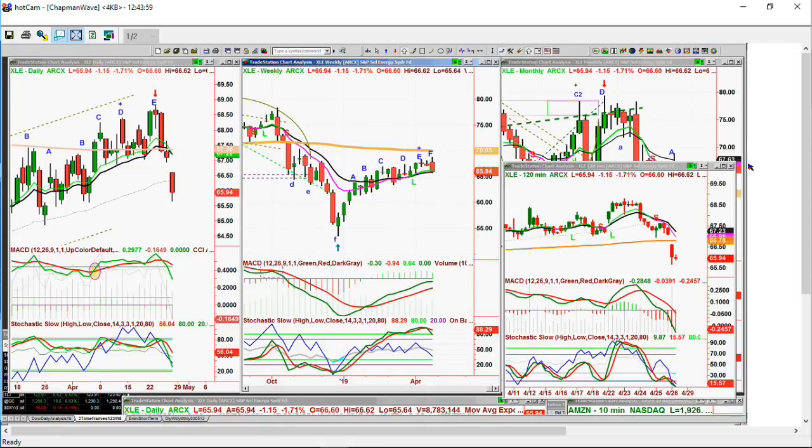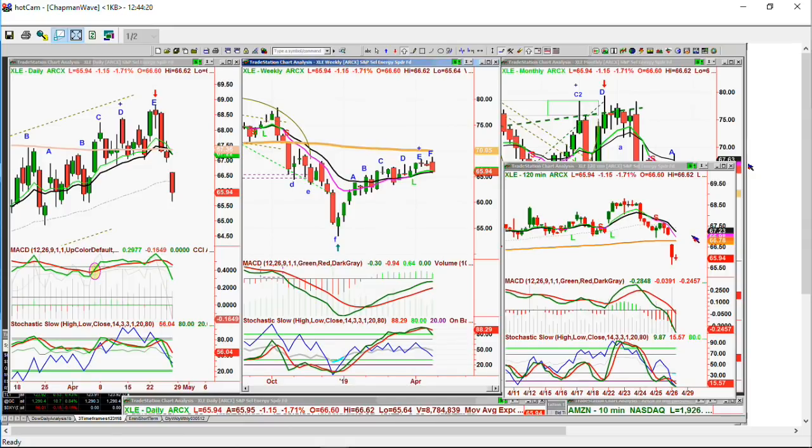That's the nature of the Chapman wave methodology when you get these very quick peaks, especially in a weekly chart, and then alternate up, down, up, down, up, down with higher lows and higher highs. Man, this is a chart as a keeper for technical information. So the XLE is trading down 1.15 at 65.94.